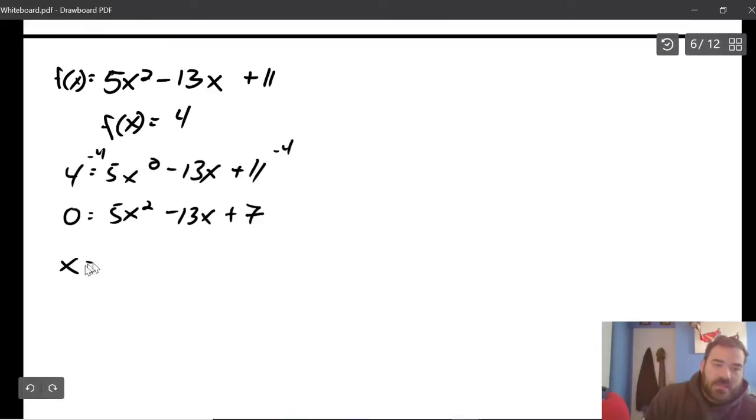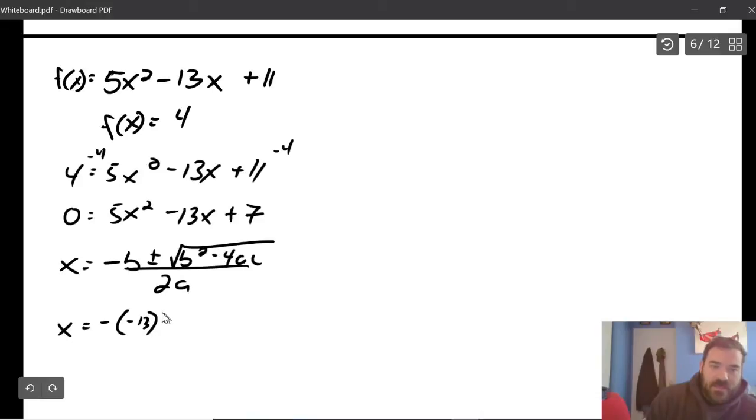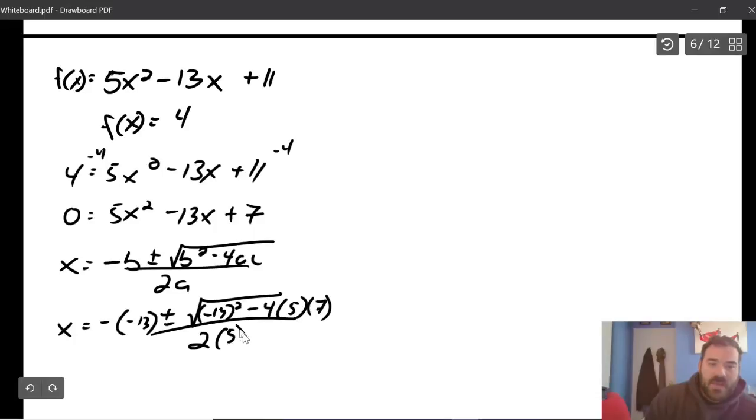So x is equal to negative b plus or minus the square root of b squared minus 4ac all over 2a. X is equal, so b is negative 13. Don't forget that negative has to stay in there. Plus or minus the square root of negative 13 squared minus 4 times 5 times 7 over 2 times 5.